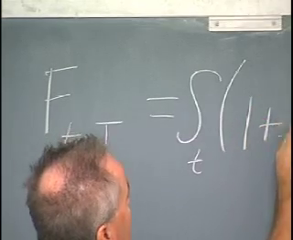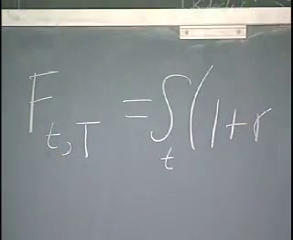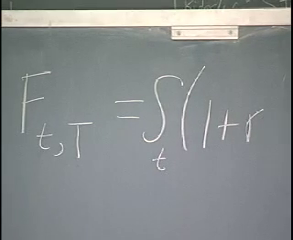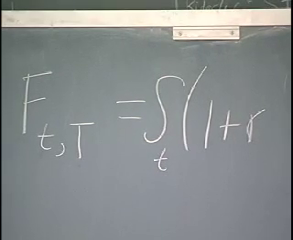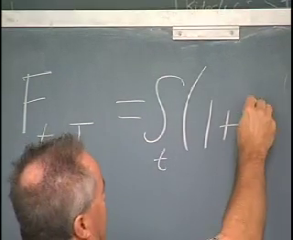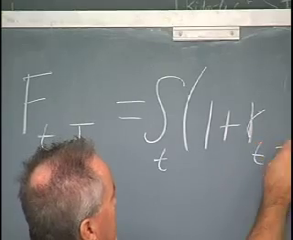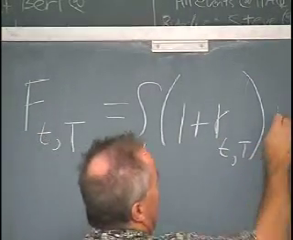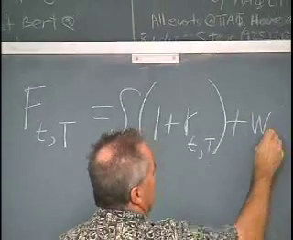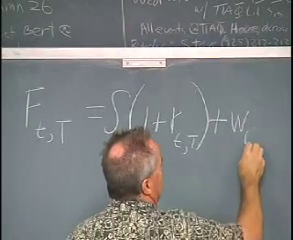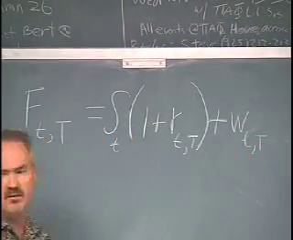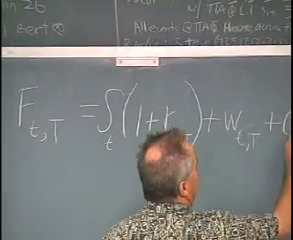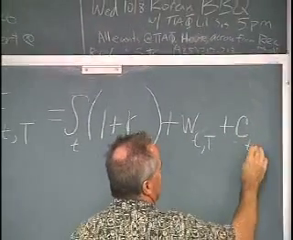plus the cost of, plus the opportunity cost of the money that you have invested in the spot commodity from time t to T, plus the warehouse cost, we'll call that W, over this time period. And then he added another term, and he called that convenience yield.